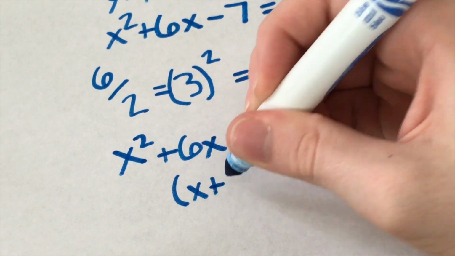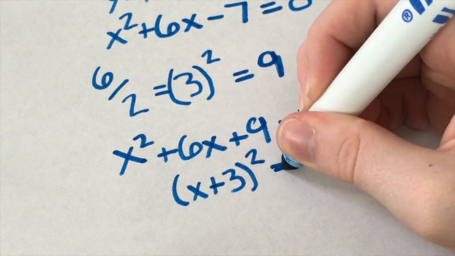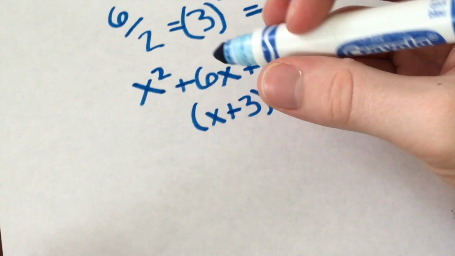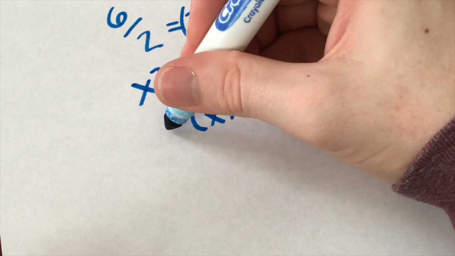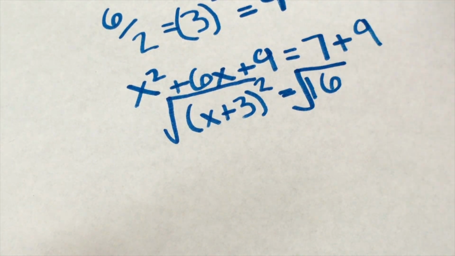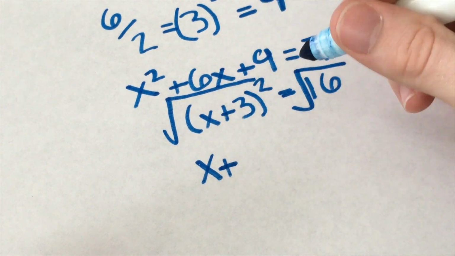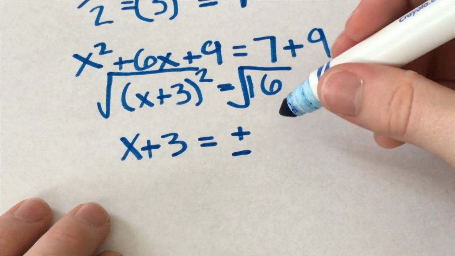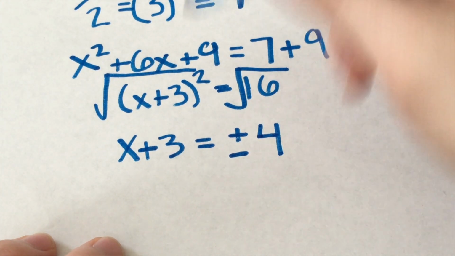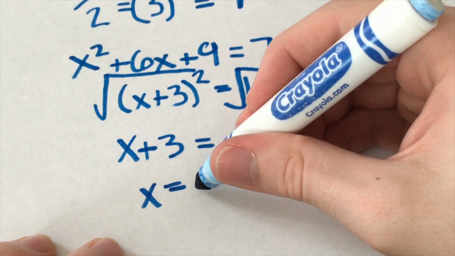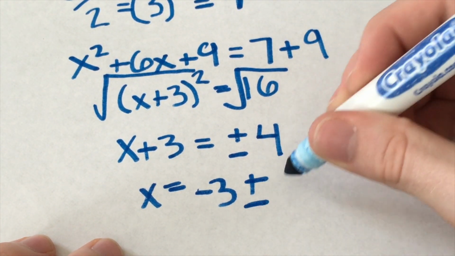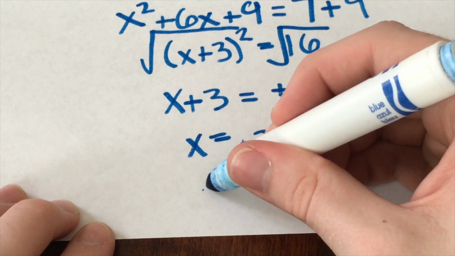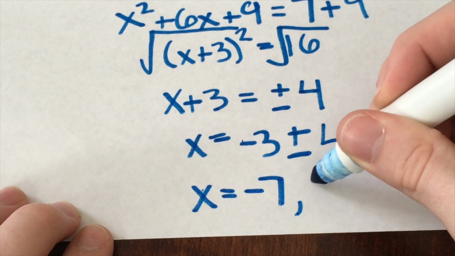Now we're going to simplify this. We're going to get x plus 3 in parentheses, squared, equals 16. Then we're going to square root both sides, and we're going to be left with x plus 3 equals plus or minus 4, plus or minus because we took a square root. Then x equals negative 3 plus or minus 4, subtracting the 3 from the left side. Then we're left with x-intercepts of negative 7 and 1.